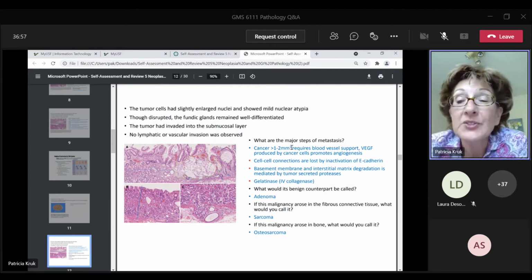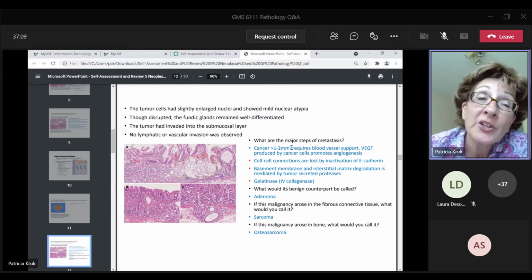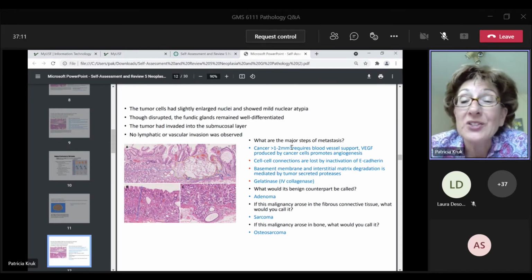So often these cancers will themselves secrete VEGF. We know that promotes angiogenesis. And as a result, angiogenesis not only serves to provide cancer cells with nutrition, but it also provides them a conduit to metastasize to other organ sites, other tissue sites.